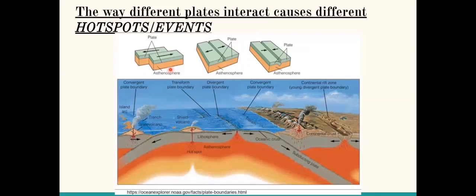These plates can move in different ways, and what they're going to do is create various different events and hot spots. So this picture gives a nice brief overview of the types of plates we're going to see and the ways that they can interact at their boundaries or where they interconnect.